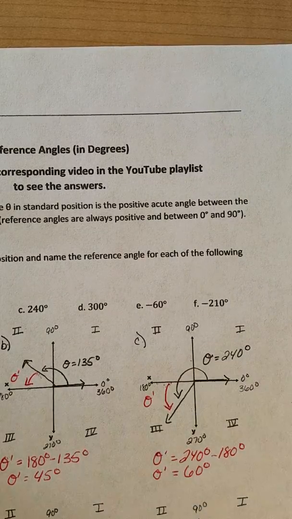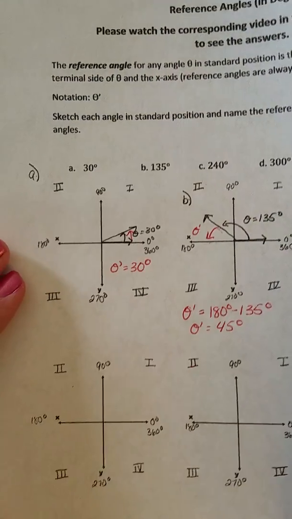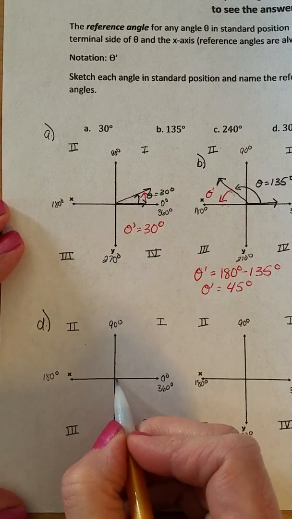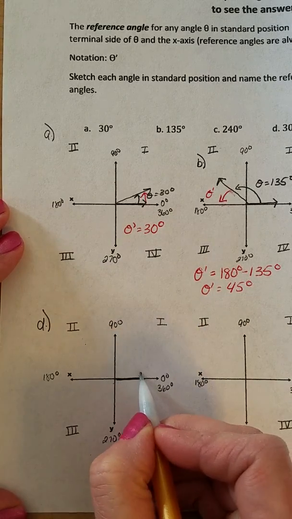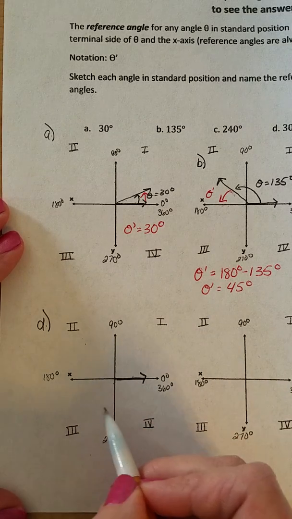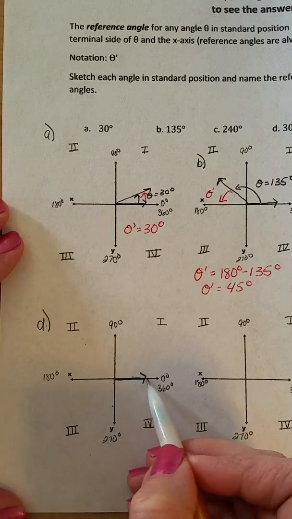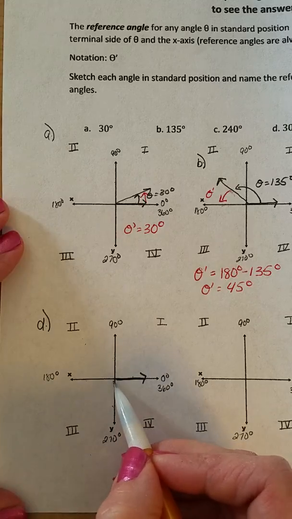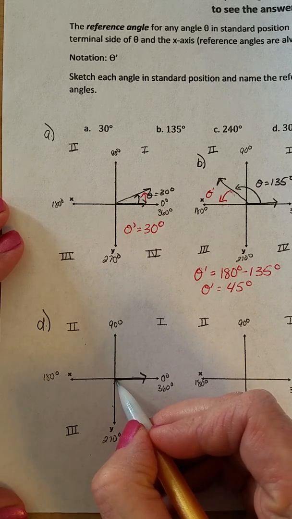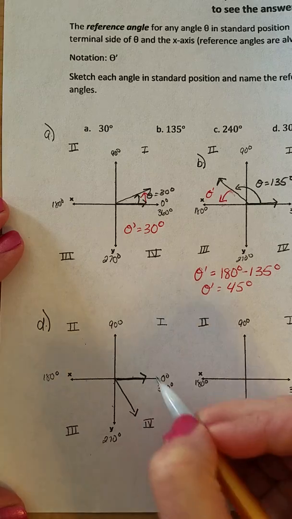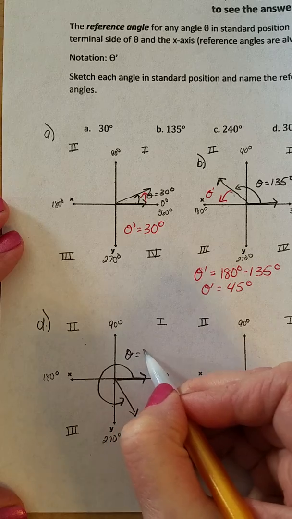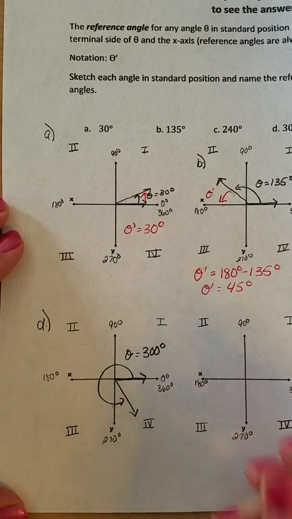Let's do D. D is 300 degrees. Start out with the initial side. So 300 degrees, here's 90 degrees, 180 degrees, 270 degrees, all the way is 360 degrees. My terminal side of theta will be in quadrant 4. Let's sketch it in. Here's angle theta, 300 degrees.